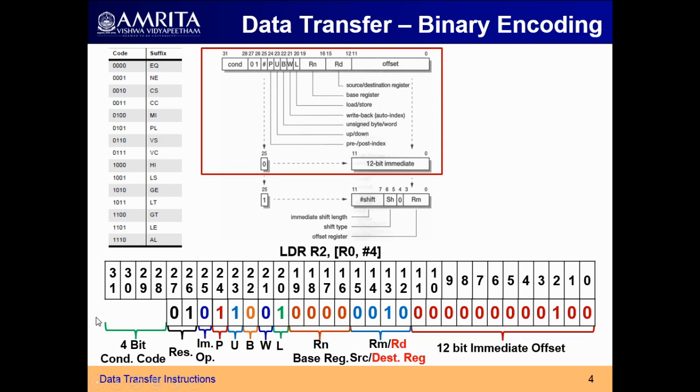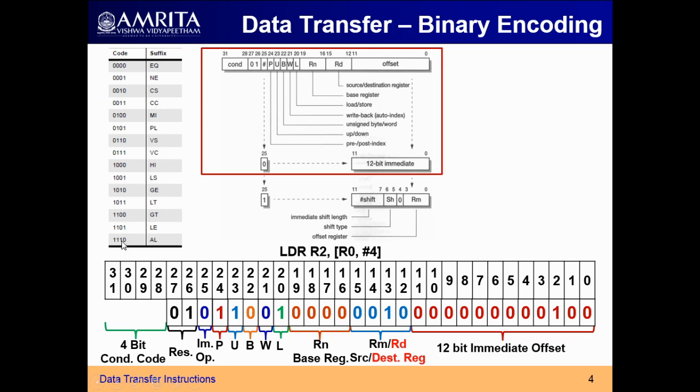Finally, the last 4 bits are used for representing the condition code. In my case, LDR R2, R0, #4. Here, what is the condition bit or condition code? Here I have not specified any condition code. So, whenever you are not specifying a condition code, it will be taken as always. So, AL will be your condition code.